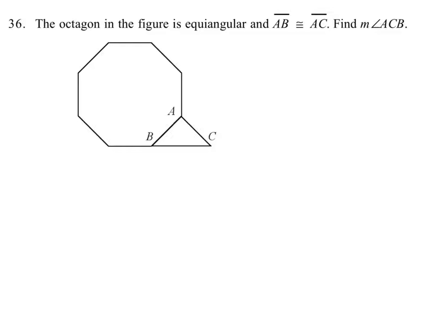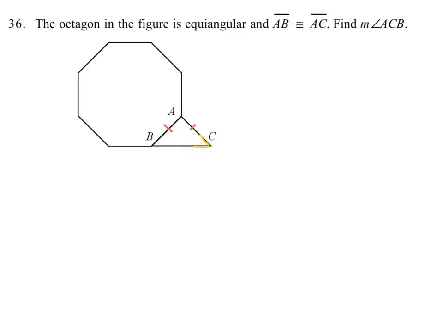Okay, the octagon in the figure is equiangular, and AB is congruent to AC, meaning right here we've got an isosceles triangle, okay? And what we're trying to find out is what's the measure of this angle right here, ACB.